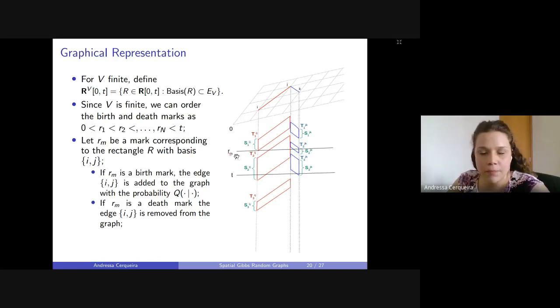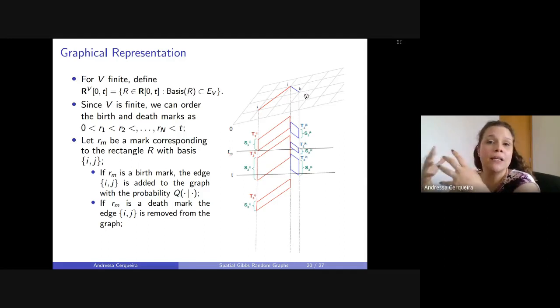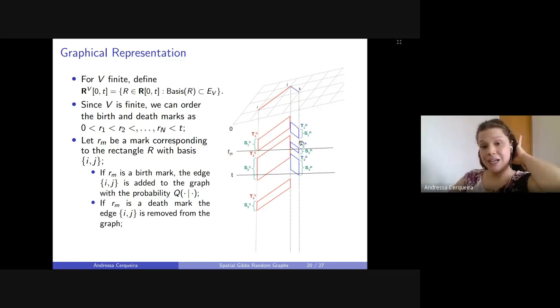So suppose here that Rm, let me see, okay, this Rm here is a birth mark. Let's look at this one. Don't look at the red one, because it can be the death mark of this one. Let's think that this is just the birth mark of this blue rectangle here. So Rm is the birth mark of this rectangle. Since it's the birth mark of this rectangle, that means that this edge, jk, is trying to be added to the graph. But I'm only going to add this edge to the graph depending on the configuration that I have. So I need to put this edge in the graph with a probability that depends on that probability Q. If you remember when I defined the probability Q, this probability only depends on edges that are connected to J or connected to K.